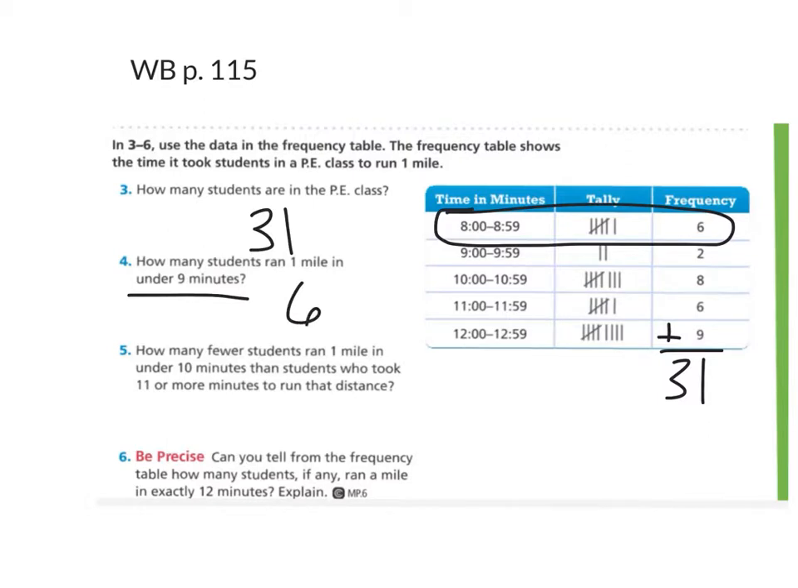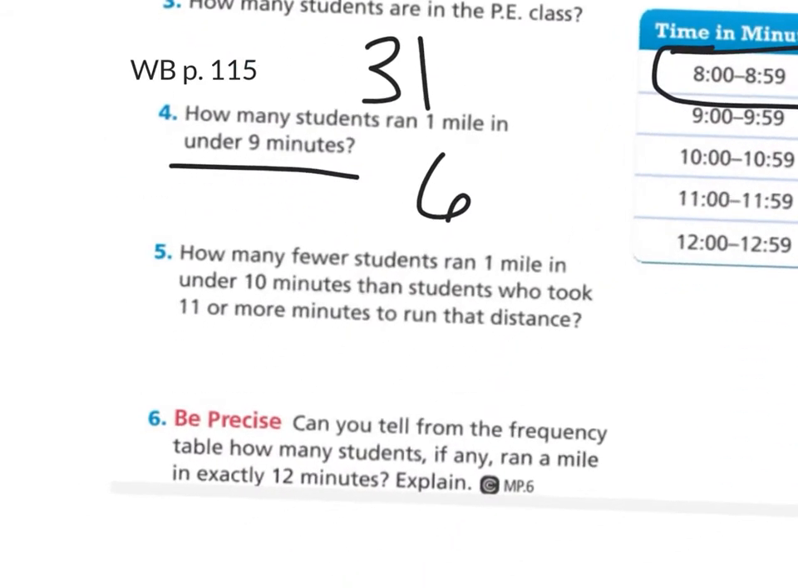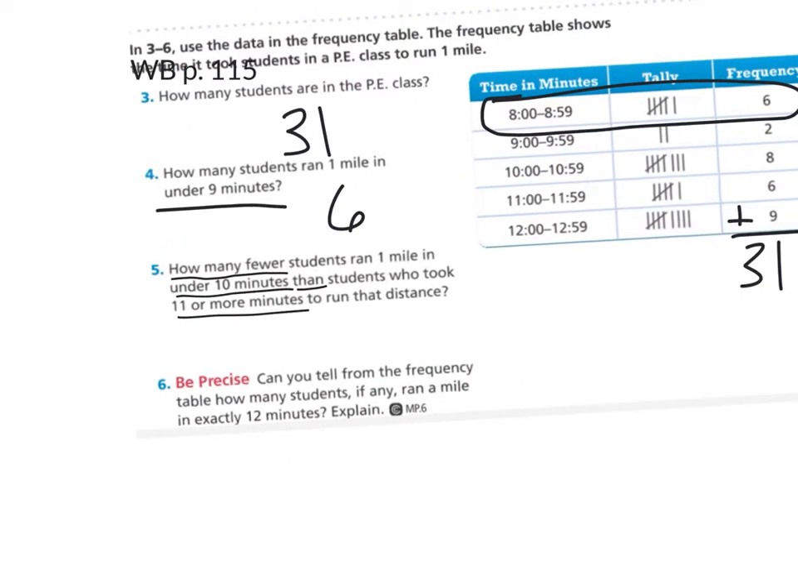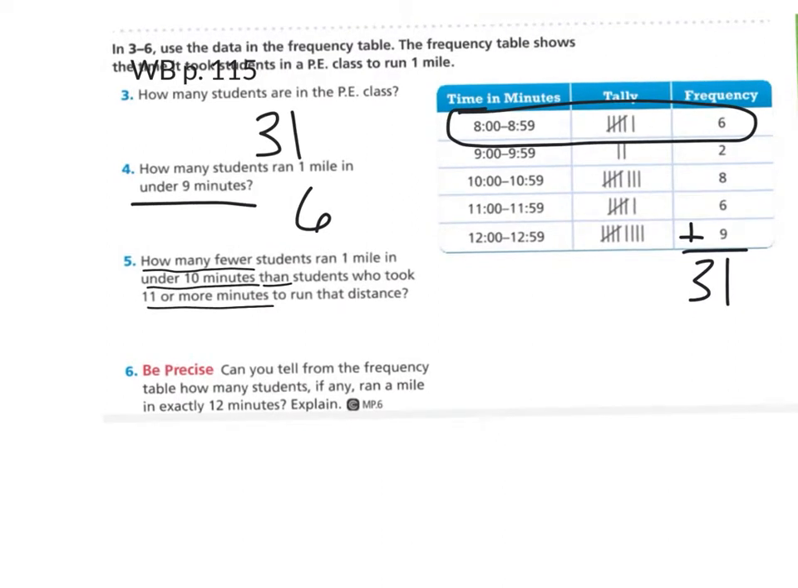Number 5, how many fewer students ran 1 mile in under 10 minutes than students who took 11 or more minutes? So how many fewer under 10 minutes than 11 or more minutes? Okay. How many fewer kind of gives us the idea we are going to be subtracting here in a minute. So let's look at under 10 minutes. Under 10 minutes actually is going to be the first 2 groups here. Both of those groups were under 10 minutes.